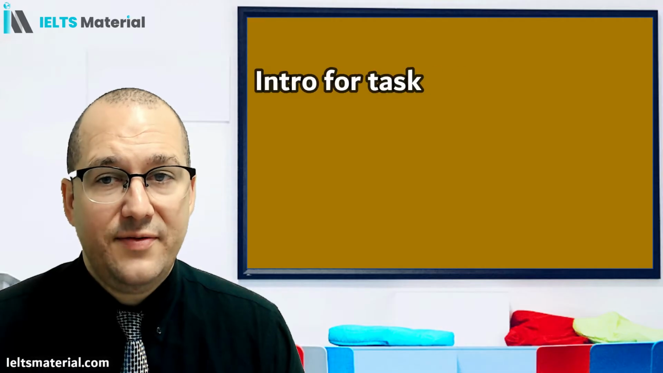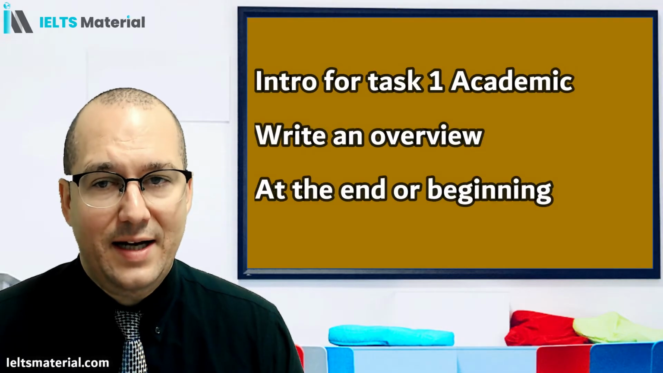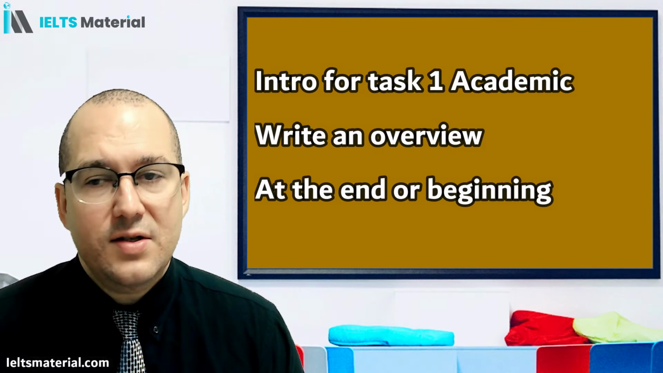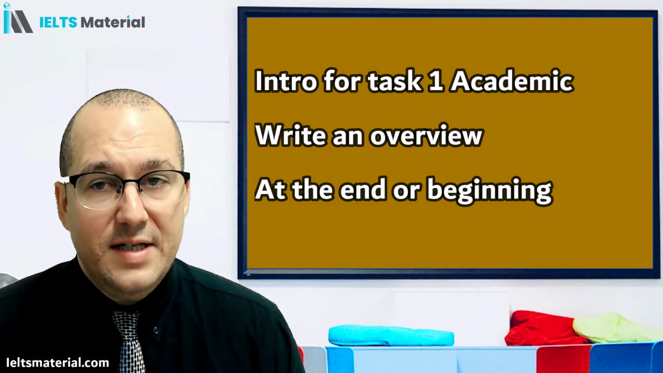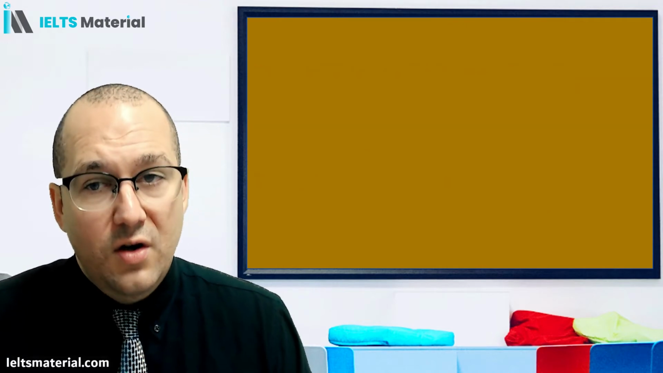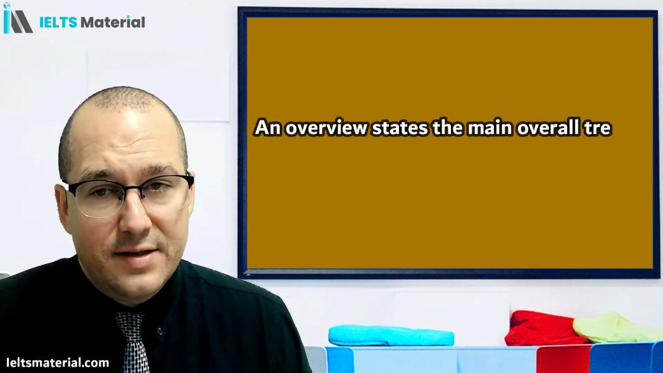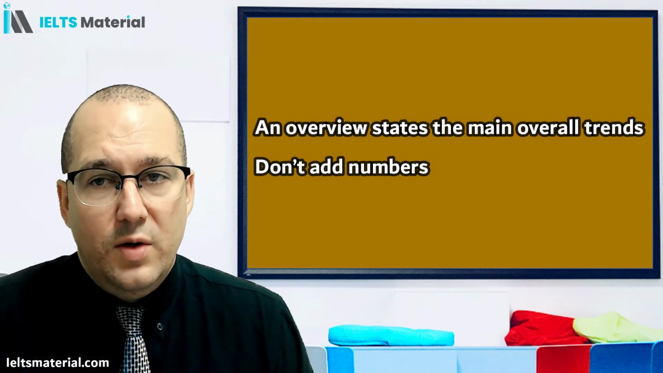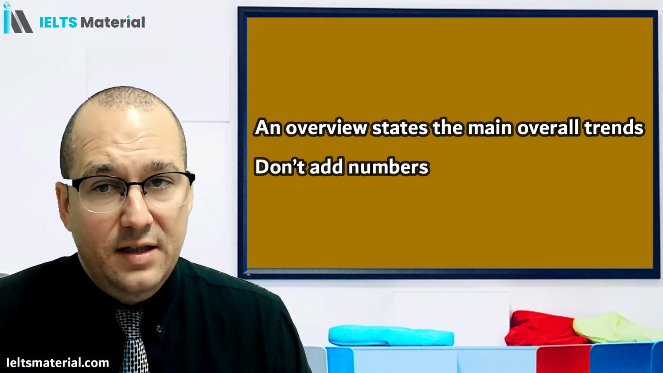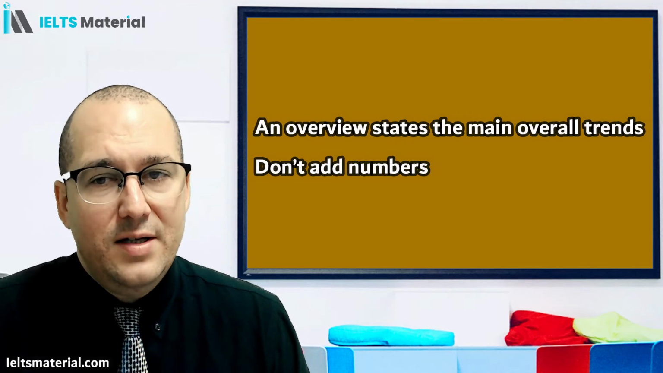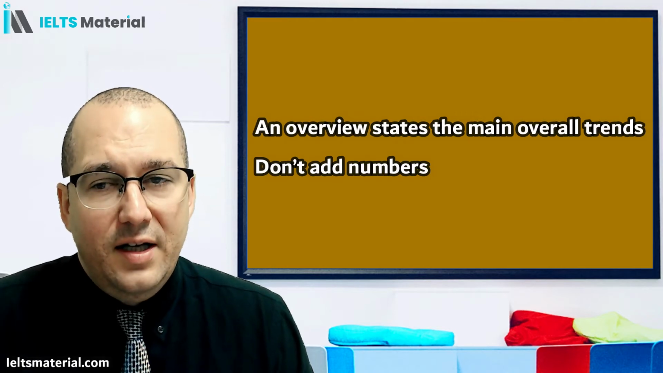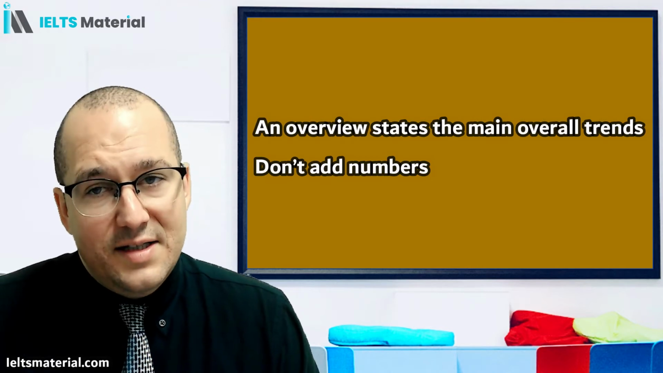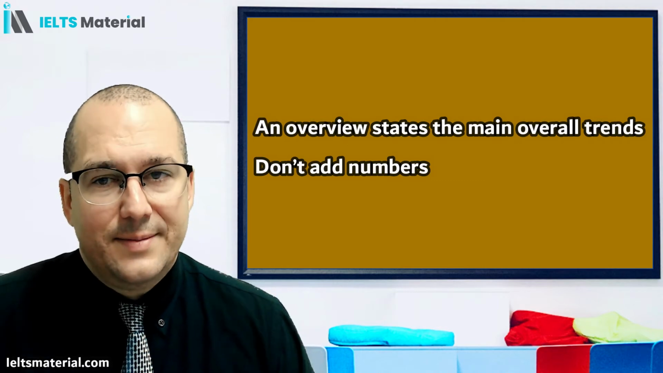Now, by far, the most difficult task to write is the task 1 academic, because you have to make sure you write an overview. And this is at the end or the beginning. So let me go into a little more detail about this now. An overview states the overall trends of what you're going to write about in your essay. This means don't add numbers, don't add too much detail. It should be one sentence, maybe two, and basically it's giving an overview or a general statement about the main points. So let's have a look at this in more detail with some examples.